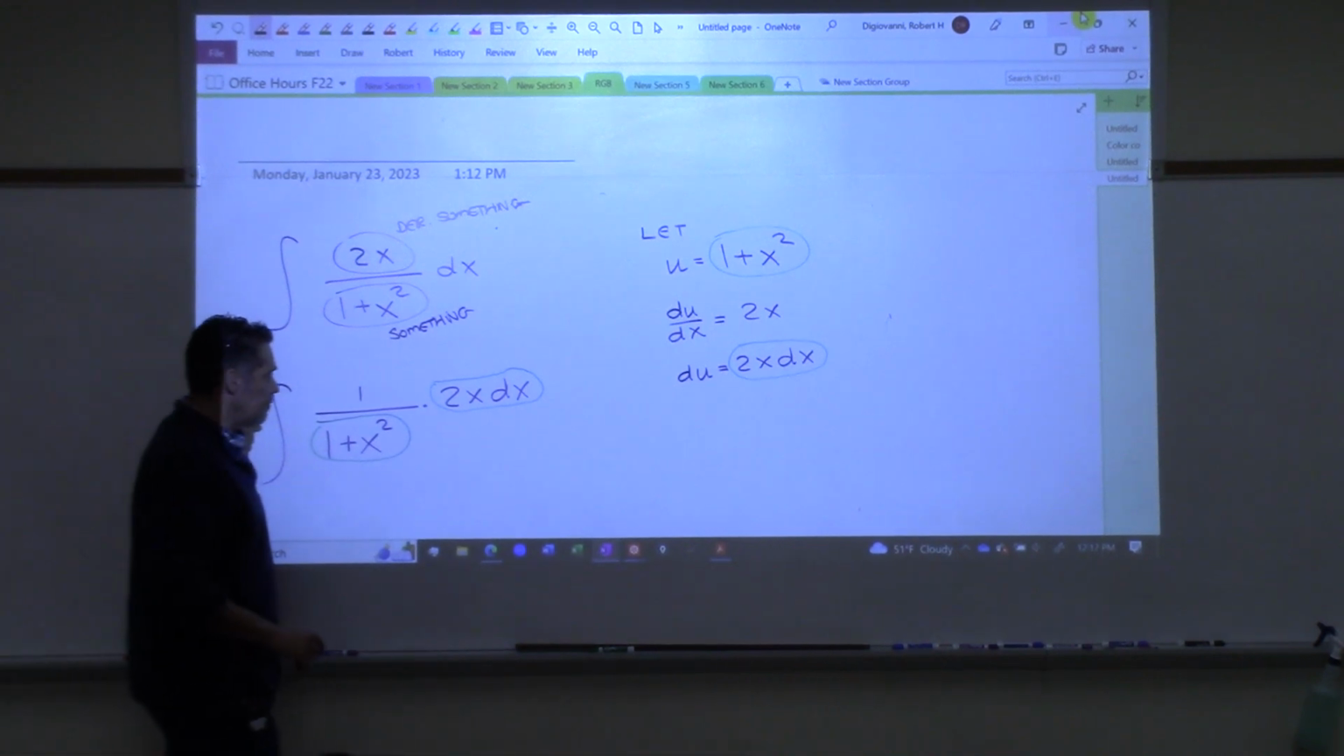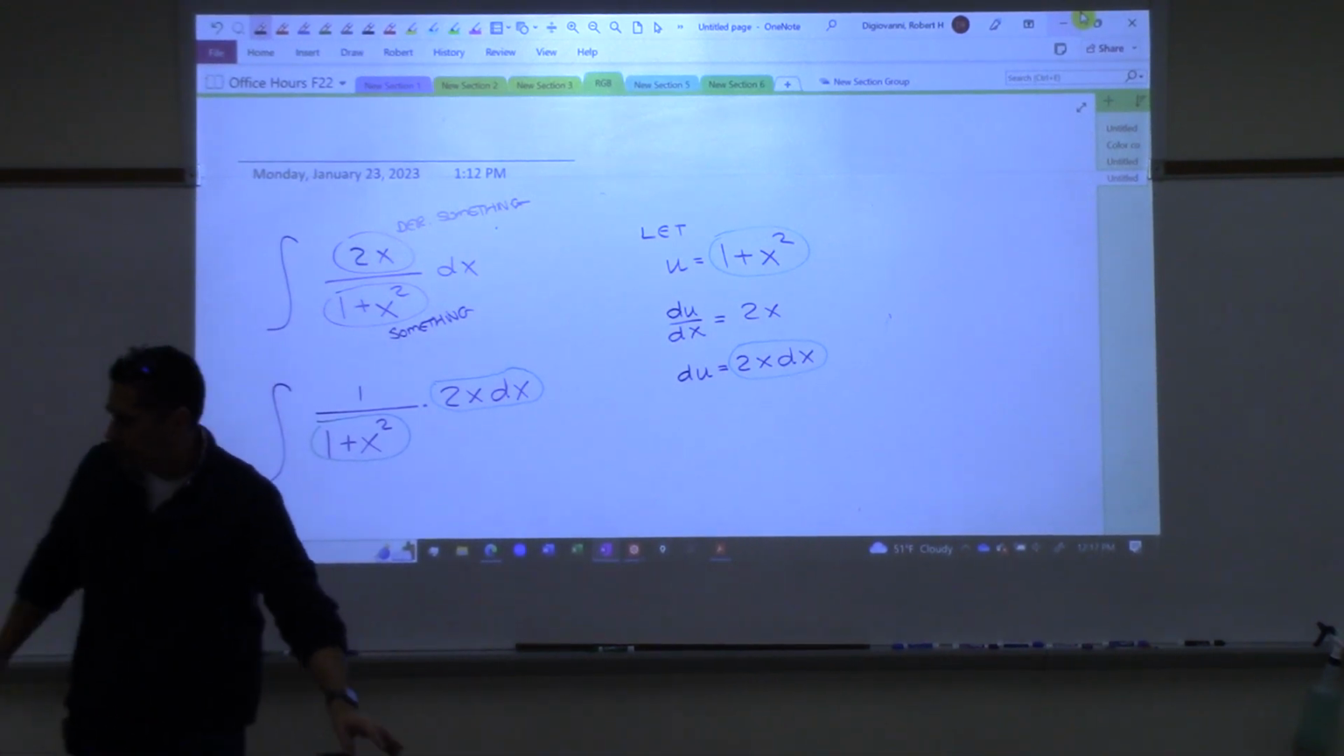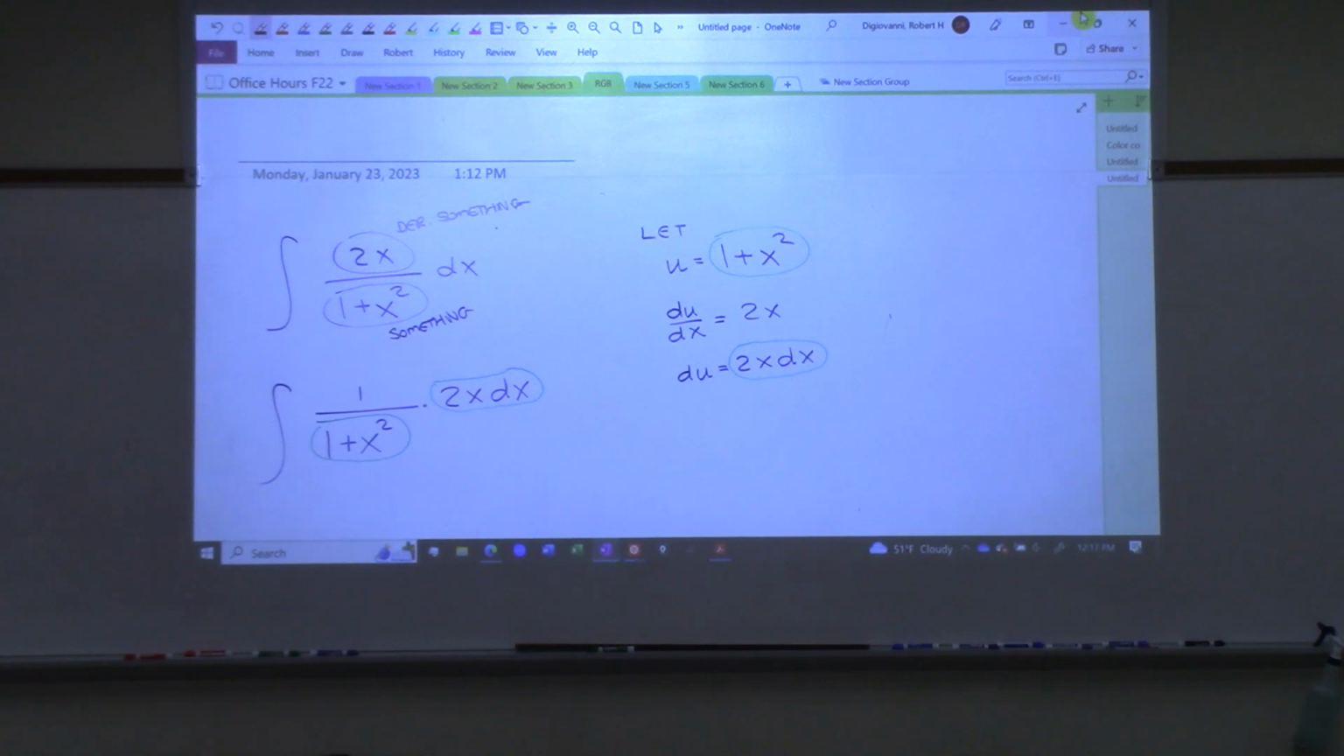Yes? Just so I get this straight, so you can be anywhere in the equation, like it can be trapped, but the derivative you can't? That's right. Whatever u is can be trapped, but the derivative of it cannot.